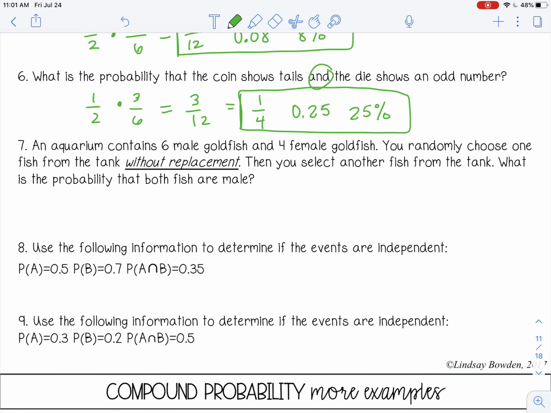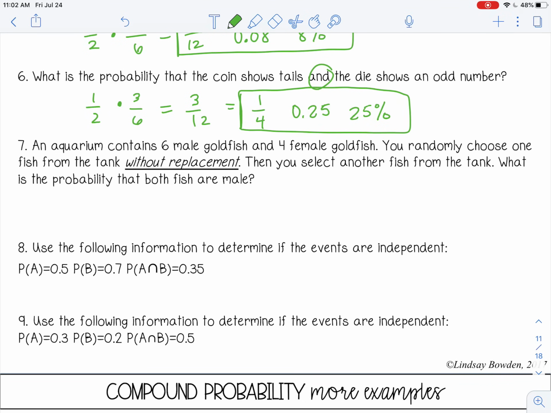All right, number 7, an aquarium contains 6 male goldfish and 4 female goldfish. You randomly choose one fish from the tank without replacement. That means you take the fish out, but you don't put it back in. When you select another fish from the tank, what is the probability that both fish are male? Okay, so first of all, let's determine if this is an and problem or an or problem. All right, so we choose one from the tank, then we choose another. What is the probability that both are male?